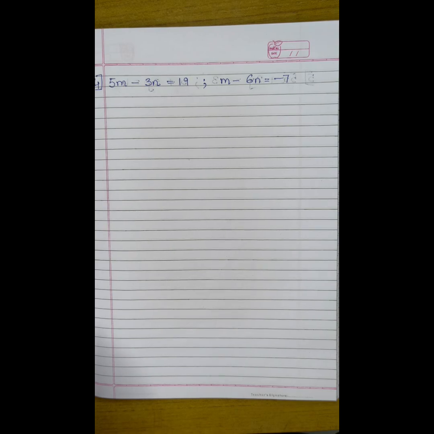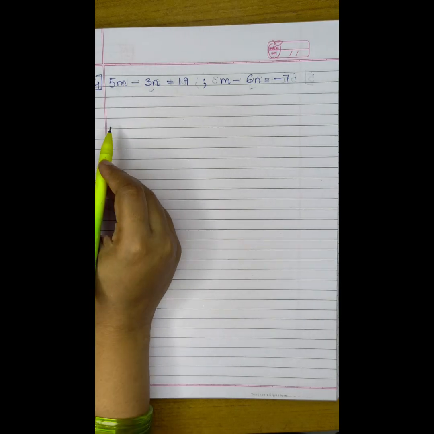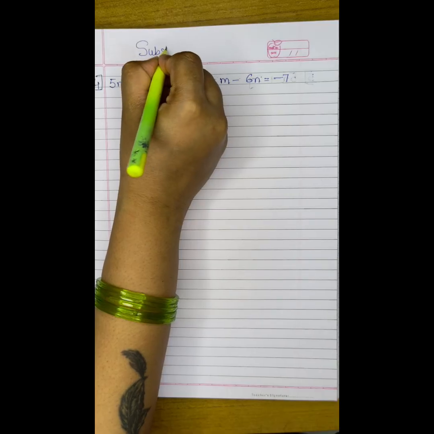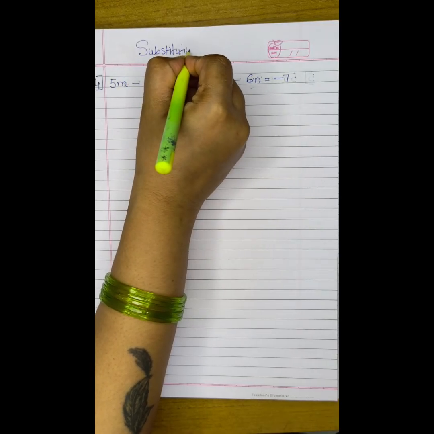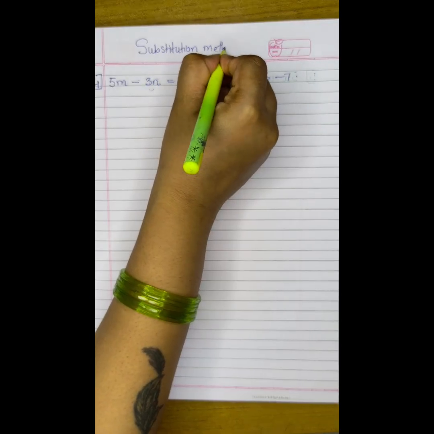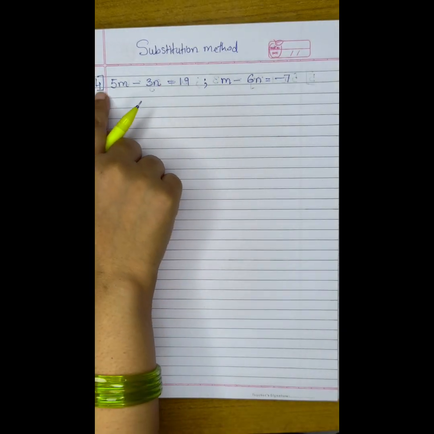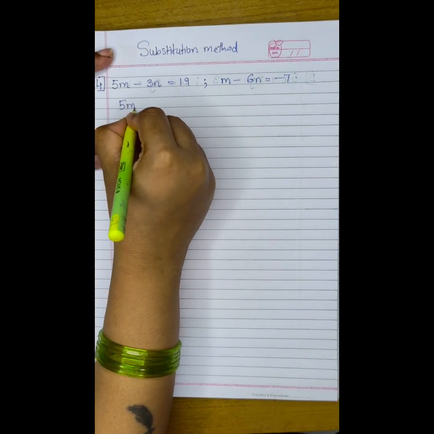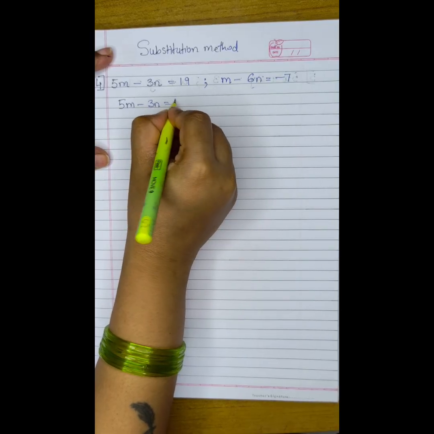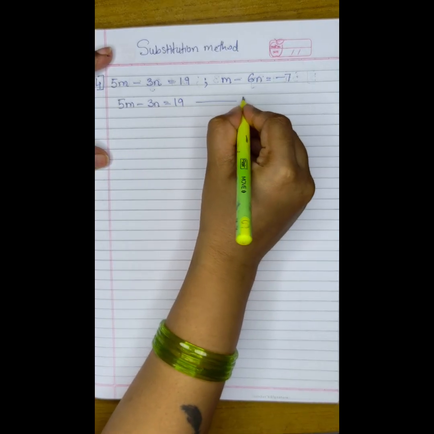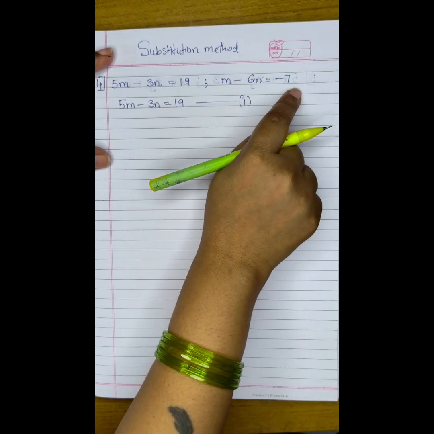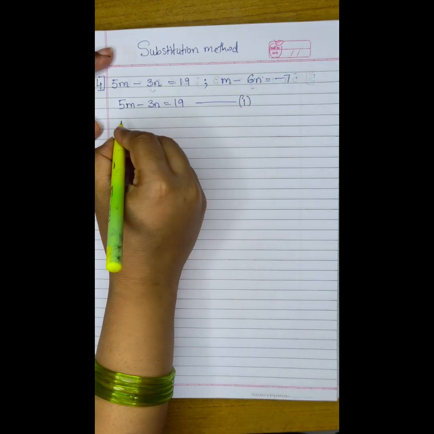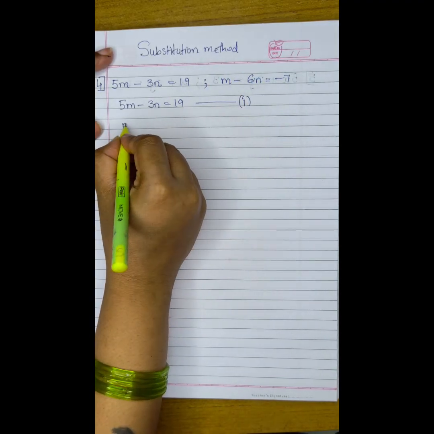So now we begin with the fourth sum. Now this fourth sum I will do by the substitution method. Okay, now suppose this is your first equation, and this is your second equation. You can see there is only one letter, that is a variable, over here. So write down that equation.